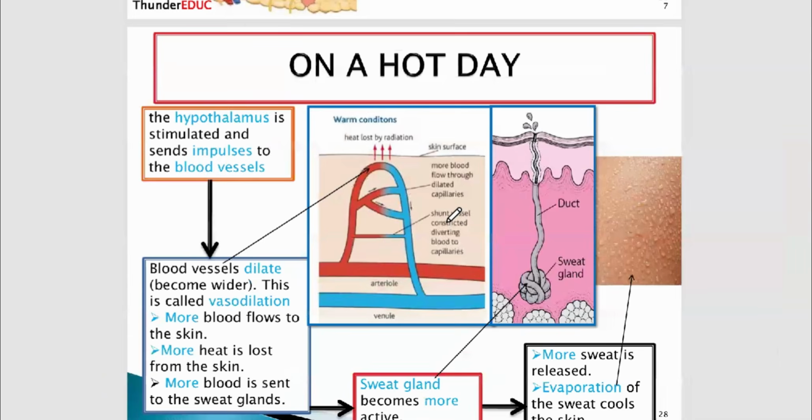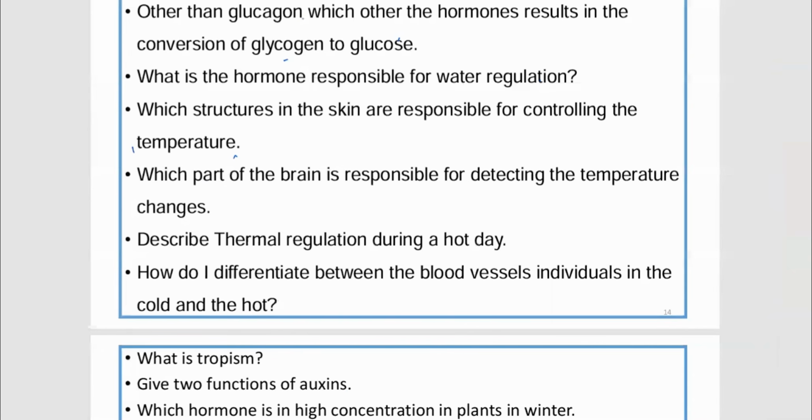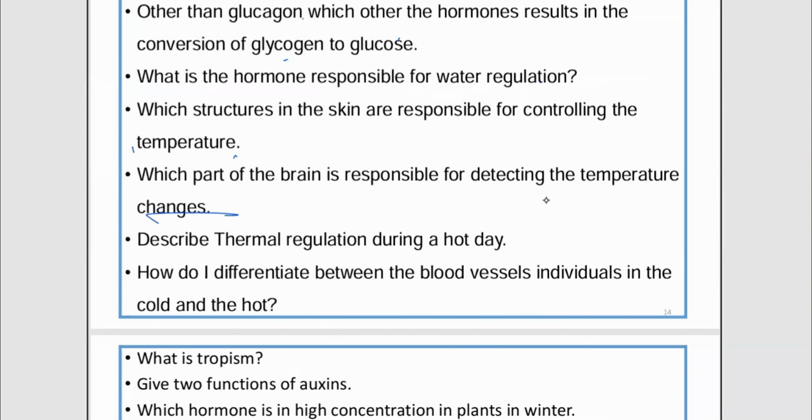These are the blood capillaries you're talking about, because the nearer they become to the skin, the more heat they are going to lose. We will explain that. And the sweat gland is also involved in controlling the heat of the body. Then, which part of the brain is responsible for detecting temperature changes? This one is the hypothalamus. The hypothalamus is responsible for emotion, hunger, sleep, temperature. So it is the hypothalamus.